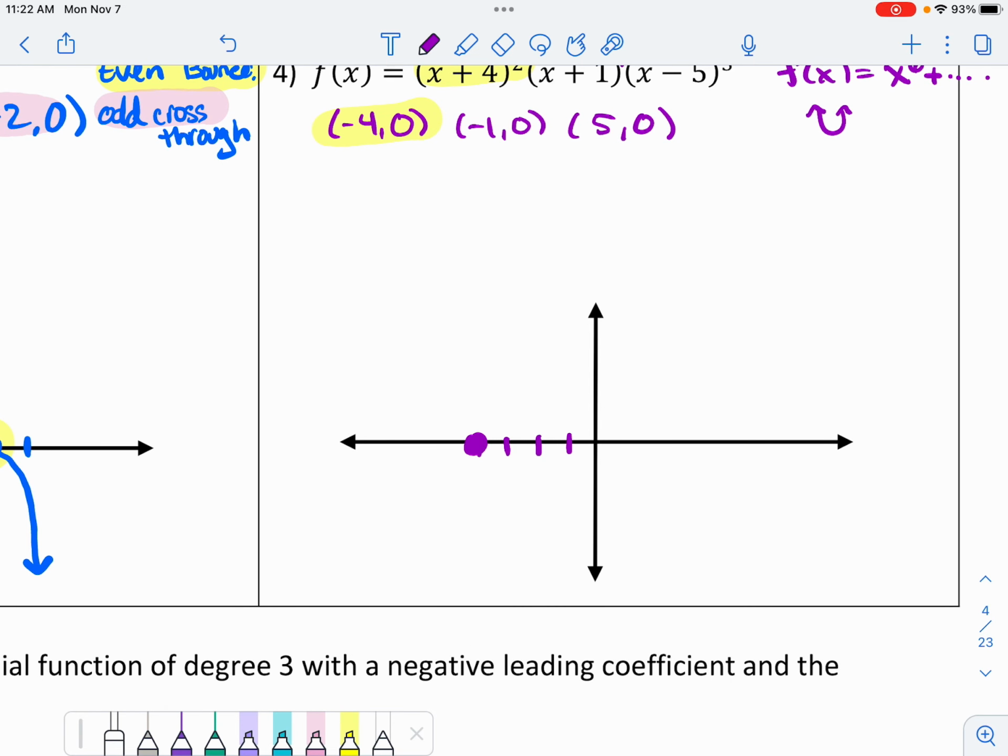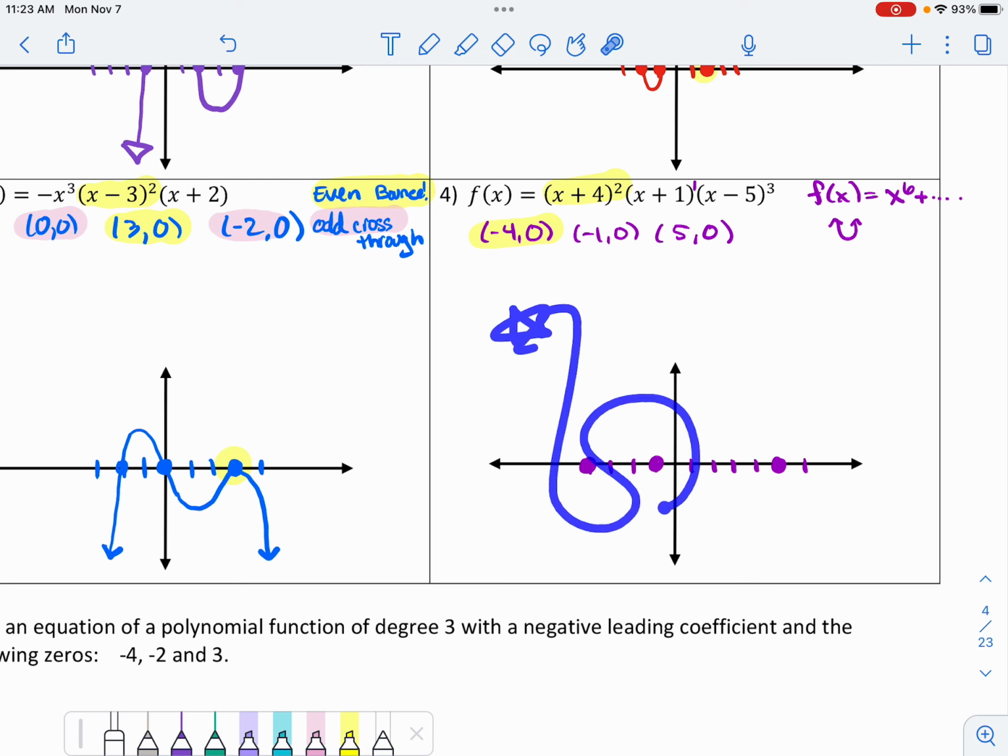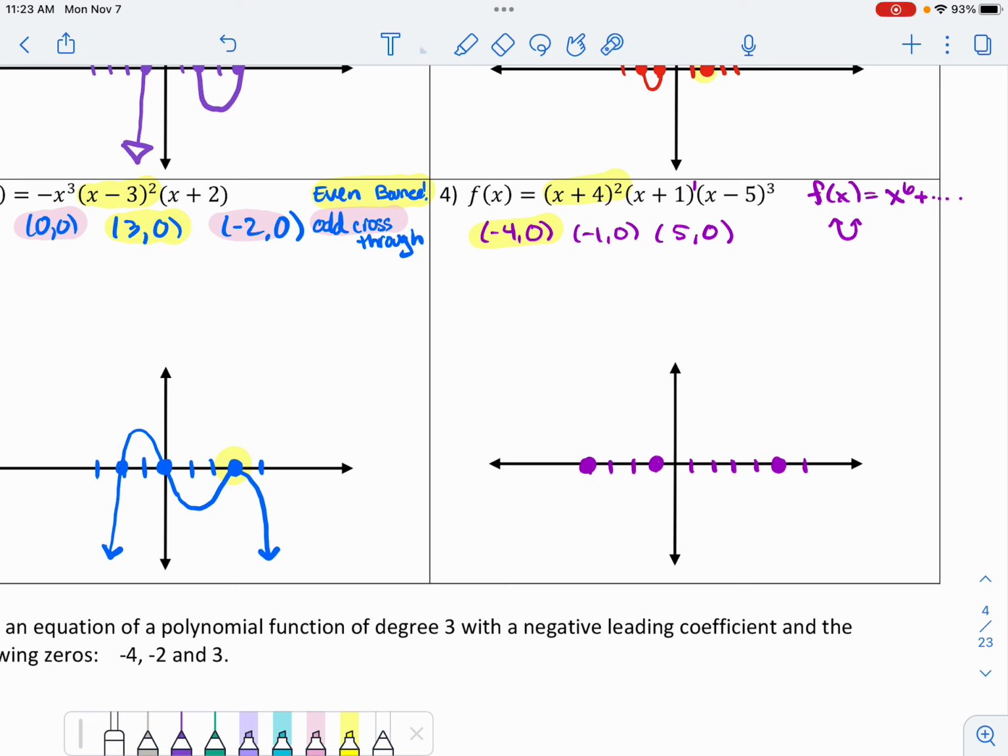So here's negative 4, negative 1, and 5. I know that I'm starting up here. I'm going to somehow get through this mess, and I'm going to end up in the upper right-hand corner, following the rules for those zeros.